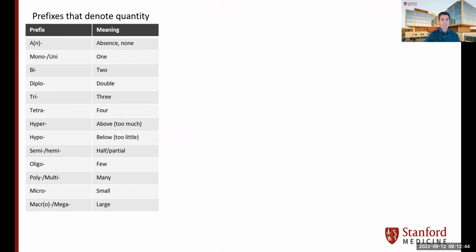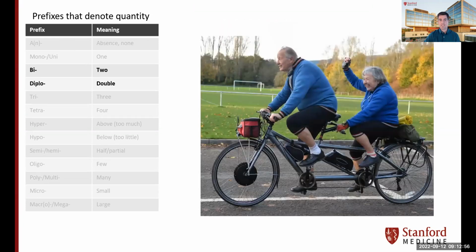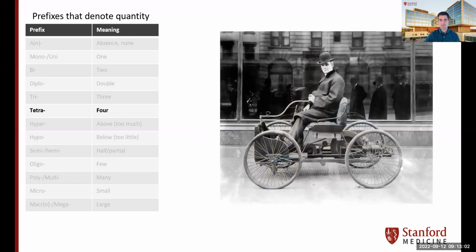So let's start with ones that denote quantity. And all these are things that we see sort of day to day. So it should be fairly intuitive, right? So a unicycle is a bicycle with one wheel, right? A bicycle is two-wheeled. A tricycle is three-wheeled. A tetracycle, never seen one of these in real life, but apparently they exist, four wheels.